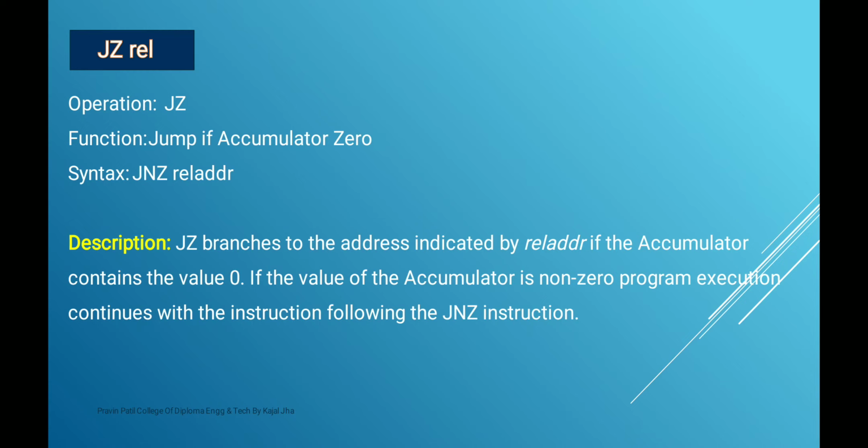If the number is 0, meaning the accumulator is 0, then the jump operation is done. But if the number is not 0, meaning the accumulator is not 0, then it continues the program, meaning it continues with the next instruction following the JZ instruction. Here, if the contents of the accumulator are 0, then the JZ instruction jumps to the address specified in the instruction. Otherwise, it continues with the next instruction.